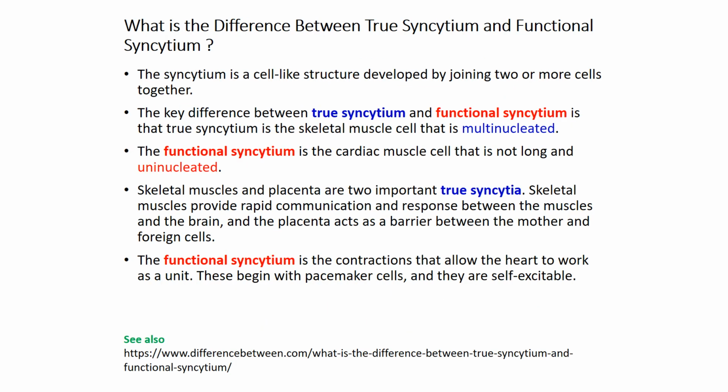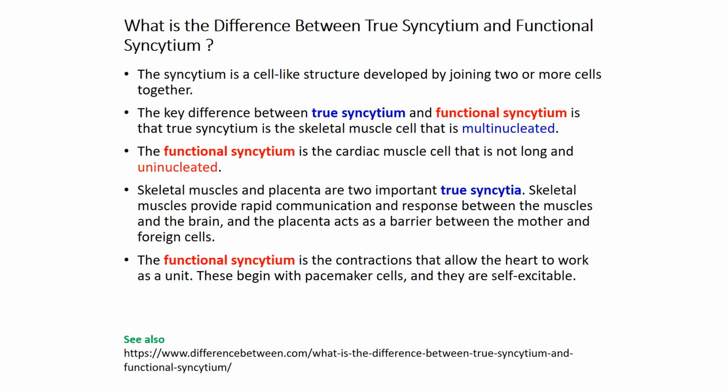What is the difference between a true syncytium and a functional syncytium? The syncytium is a cell-like structure developed by joining two or more cells together. The key difference between true syncytium and functional syncytium is that true syncytium is the skeletal muscle cell that is multinucleated. The functional syncytium is the cardiac muscle cell that is not long and uninucleated.